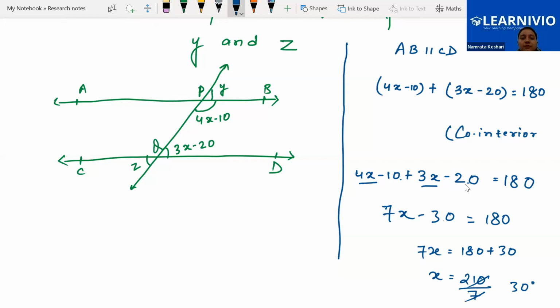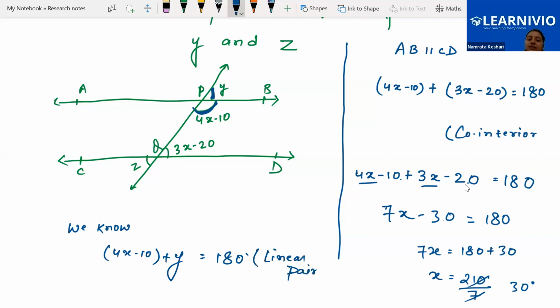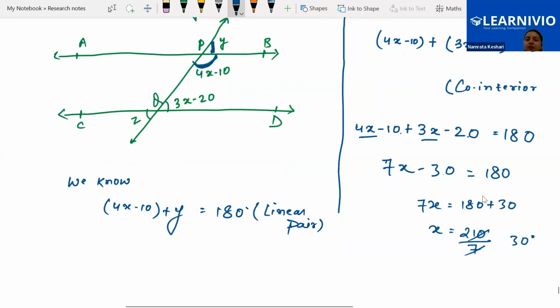Now can you see this angle and this angle? Both added together will be a linear pair. Yes or no? Yes, ma'am. So we know that 4x minus 10 plus y is a linear pair. Let's add them. Let's substitute the value of 30 and do the calculation to take out the value of y. Please take it out. Tell me what you are getting as y.